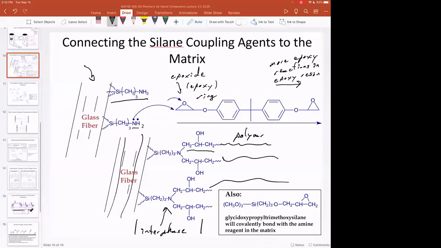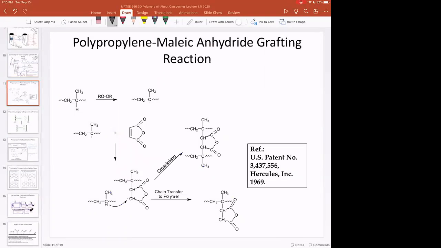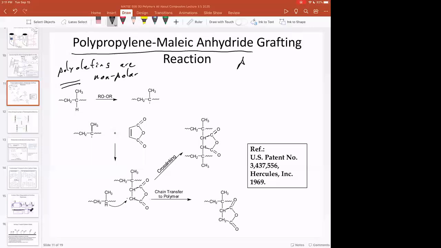All right, we'll keep going on composites. This is just another FYI that maleic anhydride, you often see maleic anhydride modified polypropylene, because the one thing about polypropylene or polyolefins in general is polyolefins are nonpolar. And so polyethylene and polypropylene are all just carbon, hydrogen, aliphatic polymers, which means they don't stick to anything because they're very nonpolar.